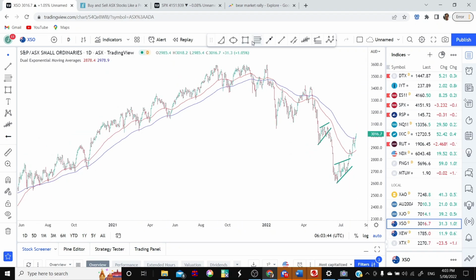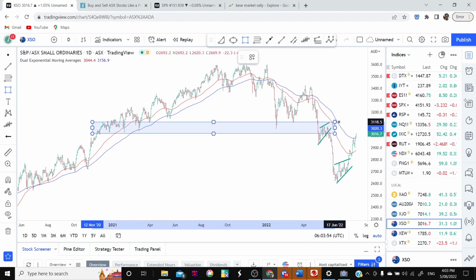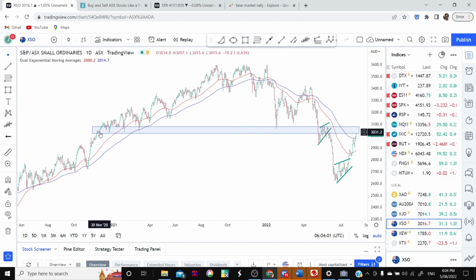If we have a look at this chart to identify some resistance, we can probably draw some in around here. Let's call that our resistance band. We're picking up some lows through here, a low here, and picking up a high. So let's call that 3,020 to 3,080, which is just above where the Small Ordinaries is now. This would be a natural place to see the Small Ords pause.